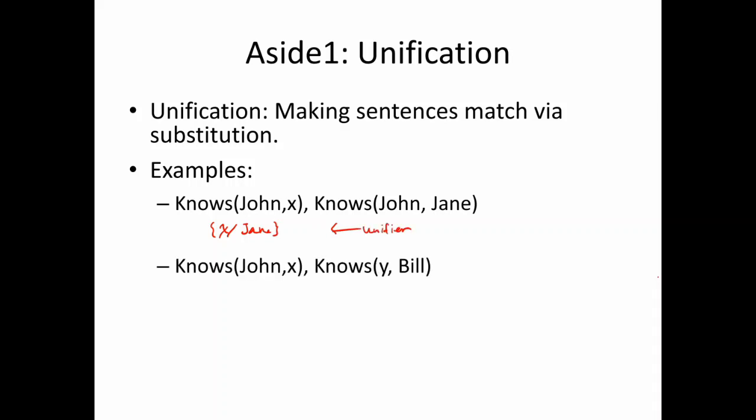Here's another example. Knows John X, knows Y Bill. Well, in this case, we would want to substitute Bill in place of X and John in place of Y. Okay, again, this is a unifier of these two sentences. Okay, how about knows John X, knows X Bill? Assuming that these are two separate independent sentences, these X actually do not necessarily mean the same object.